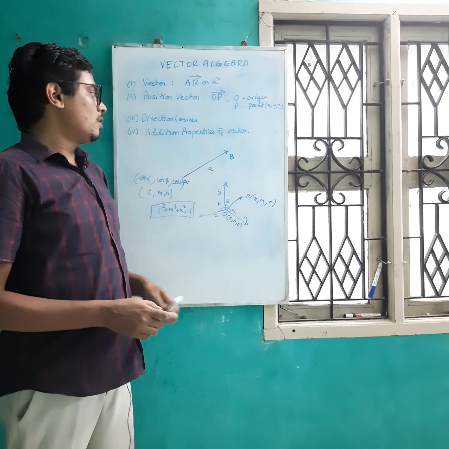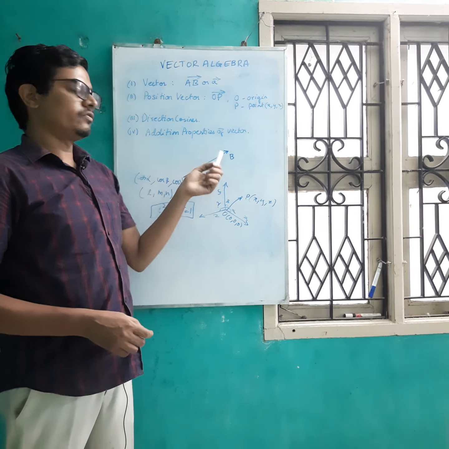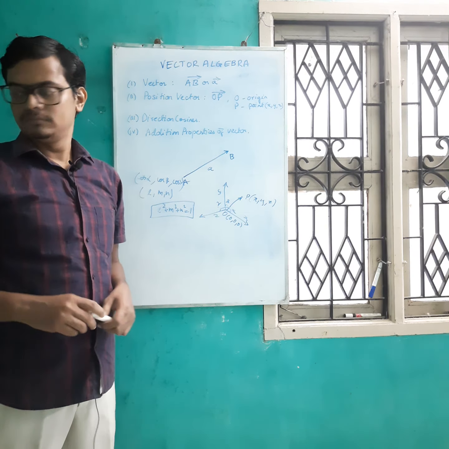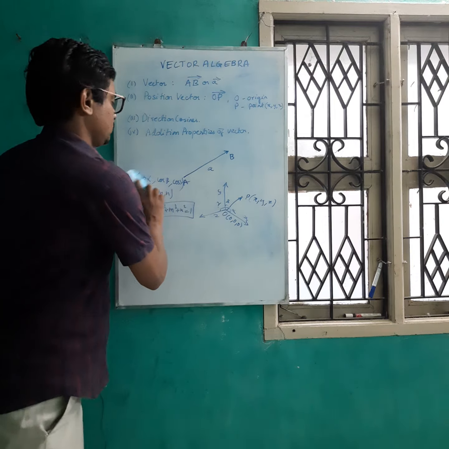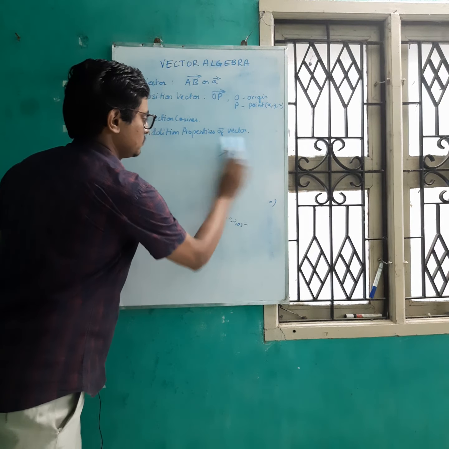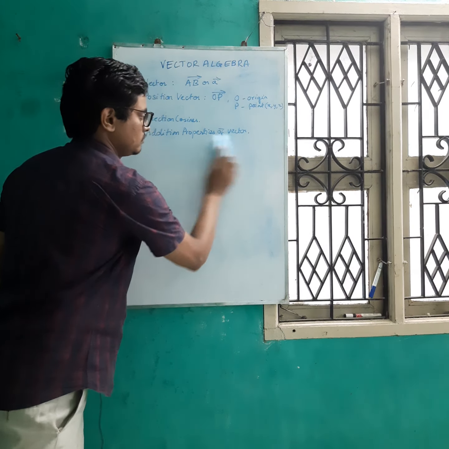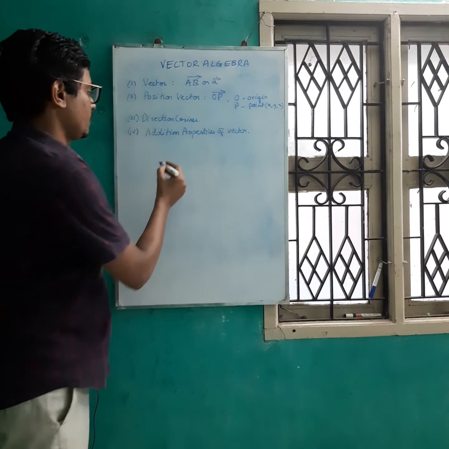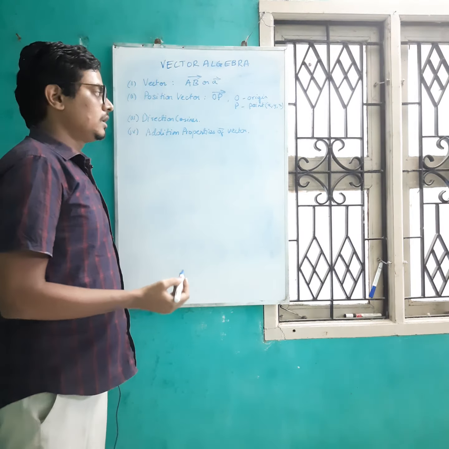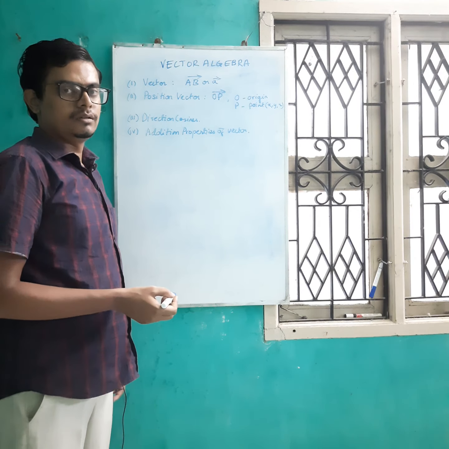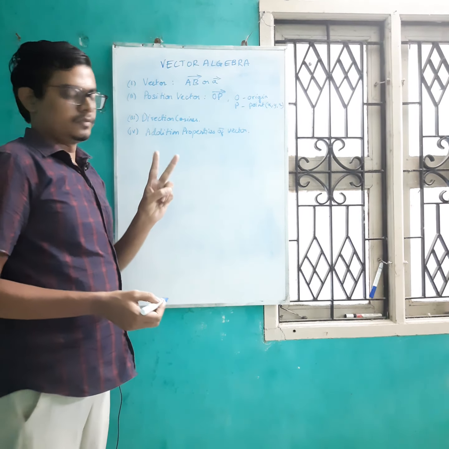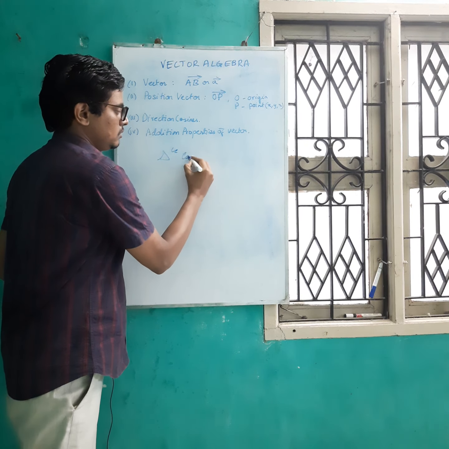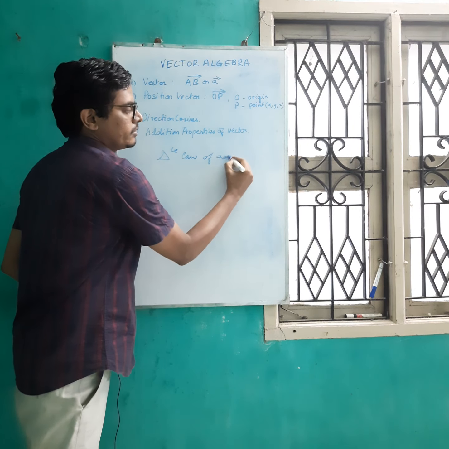Next we move on to what are the properties of vectors. Addition property of vector. In addition property, there are two laws. First law, triangle law of addition.